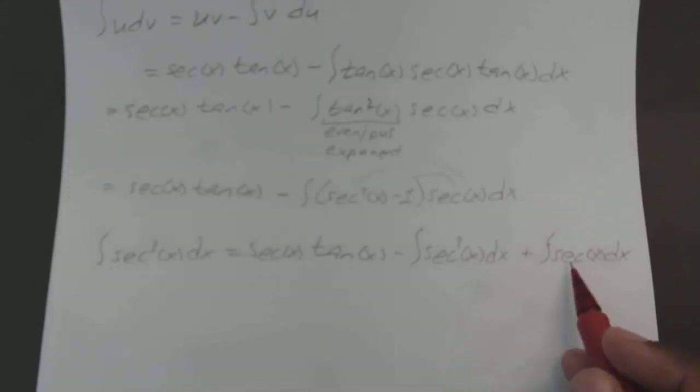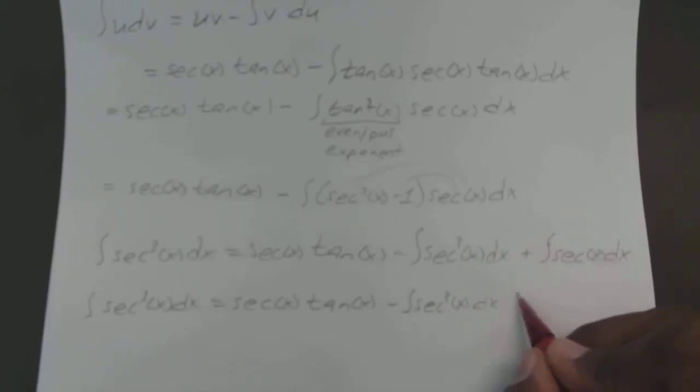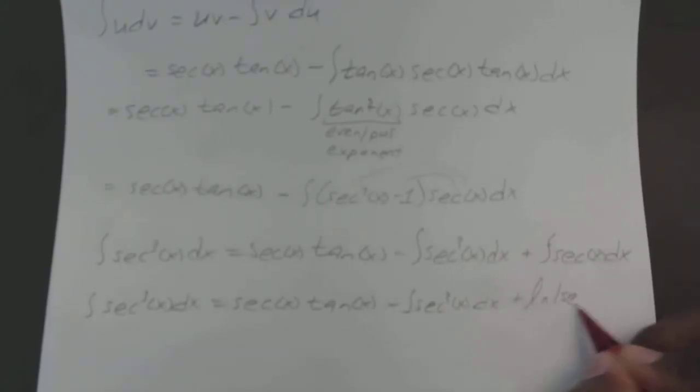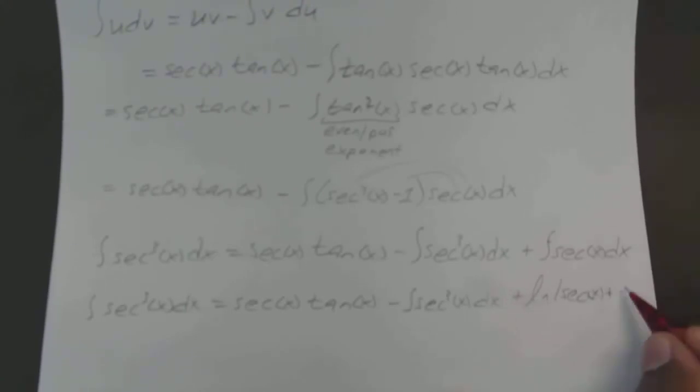All right, so we know the integral of secant x is natural log of secant x plus tangent x. So the integral secant cube of x dx equals secant x tangent x minus the integral of secant cube of x dx plus the natural log of secant of x plus tangent of x, plus c.